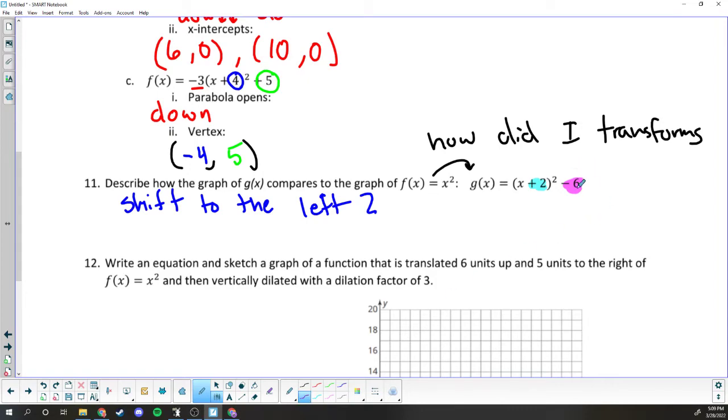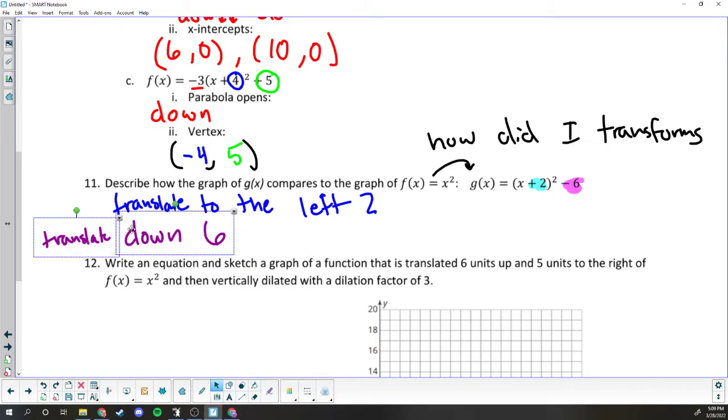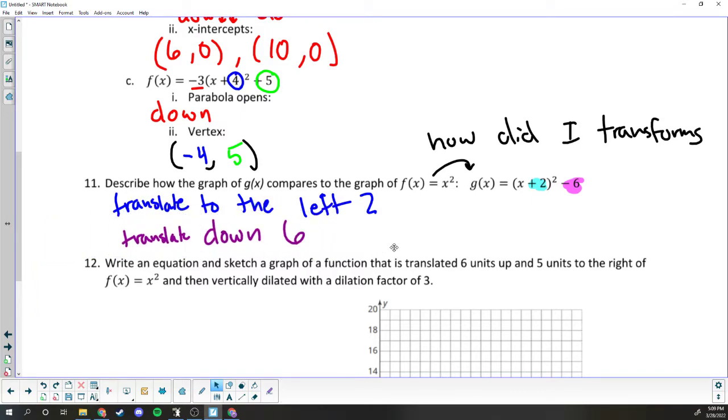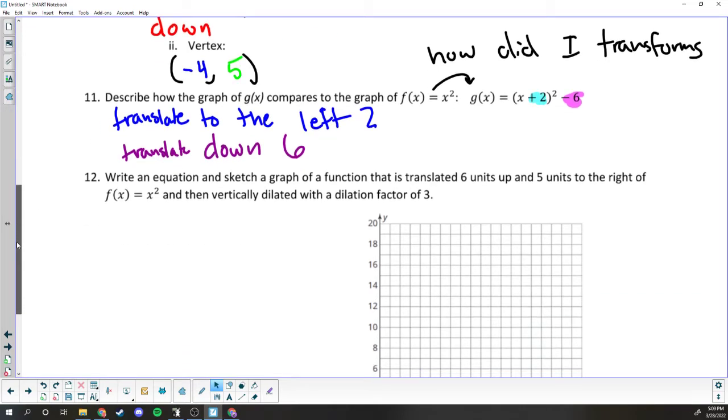And then the outside, this minus 6, tells me move down 6. The best way to say this is, instead of shift, I should have corrected myself and say translate to the left 2, and then translate down 6. There's your answers. So that's the difference between these two functions. To the left 2 and down 6 from this one.